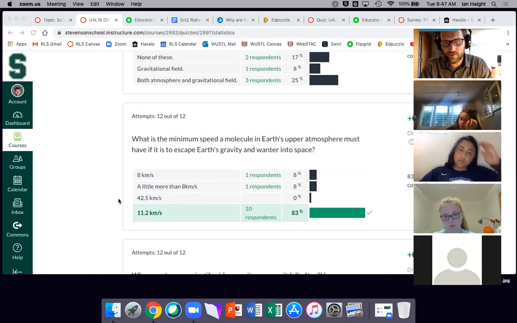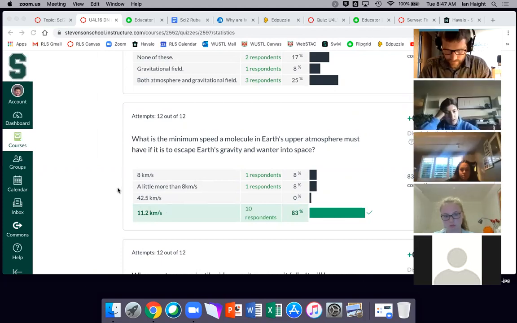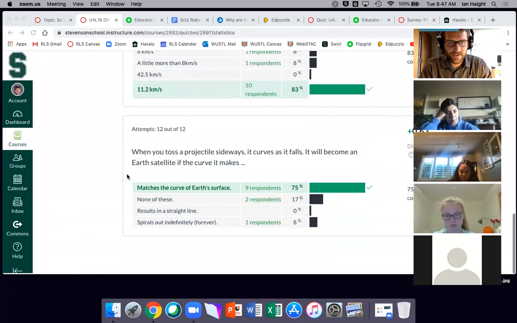And anyone remember what 42.5 kilometers per second was? Escape velocity for the sun if on Earth. Yes, so that'll send you out of the solar system.